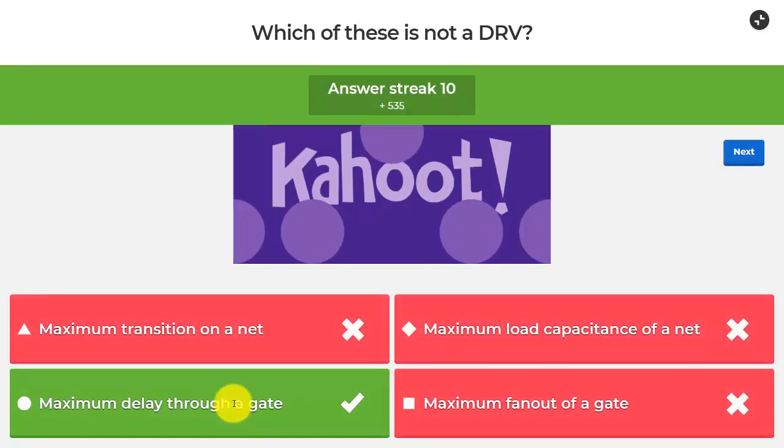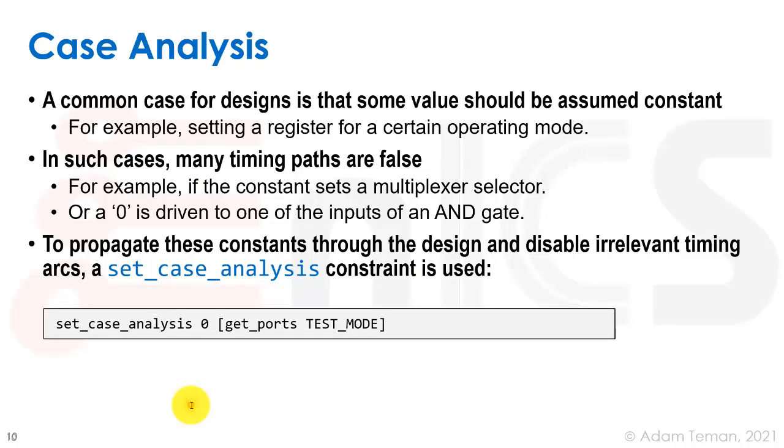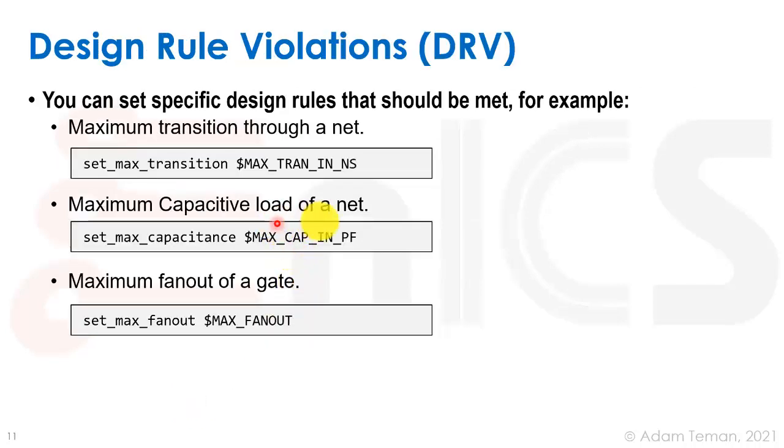Obviously, maximum delay through a gate is just something that is a characteristic of the gate, through the lib file. But let's go back again to look at our DRVs. So basically the main DRVs are transition, capacitance, and fan out. I would say that fan out is a derivative of capacitance, but it is still something that we like to define in SDC, and we like to define it in our design. So max transition and max capacitance are essential, I would say.